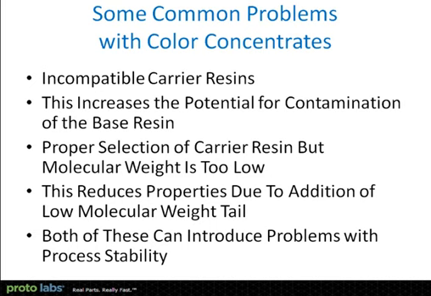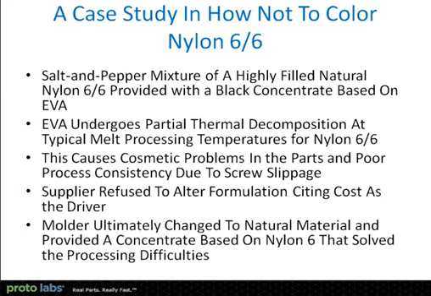The other problem we're running into, and we're seeing this more and more, is proper selection of carrier resin, but the molecular weight is too low. So we're coloring polycarbonate, and we're using polycarbonate as a carrier resin, but the melt flow rate of our base resin is 10, and the melt flow rate of our carrier resin is 140. All this does is introduce a low molecular weight tail into the material, and it reduces properties, and it also reduces process stability. And I've got a couple of case studies to show you to back that up.